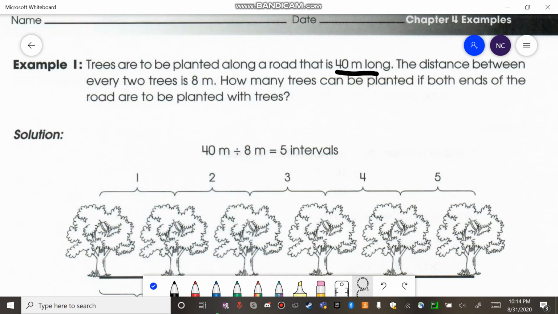So today we're going to be doing problems involving intervals. And so let's dive right into it. In the first example, we have trees as our object that are going to be divided into intervals.